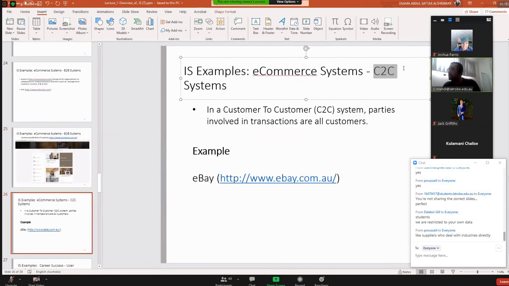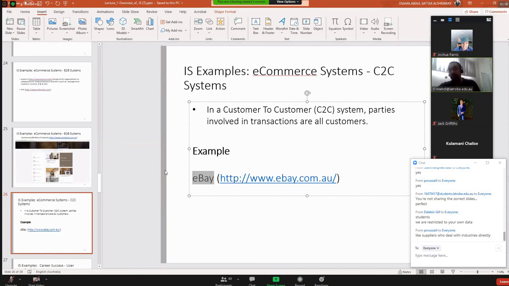E-commerce system. This is what we call customer to customer. A customer to customer system. The parties involved in the transaction are all customers. So, for example, eBay. As a user of eBay, I'm able to upload whatever I want and put it on eBay to sell it to someone else. So someone else, you for example, can log into eBay, see my product, and buy it from me. So this is what we call customer to customer.